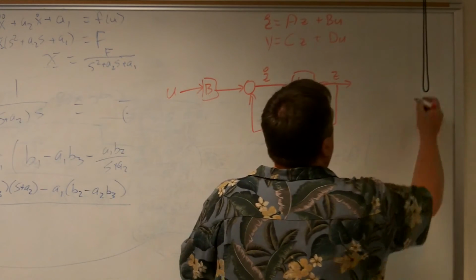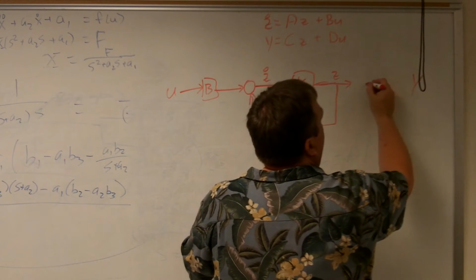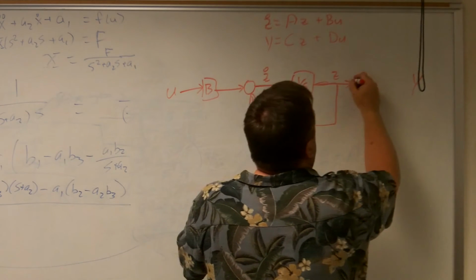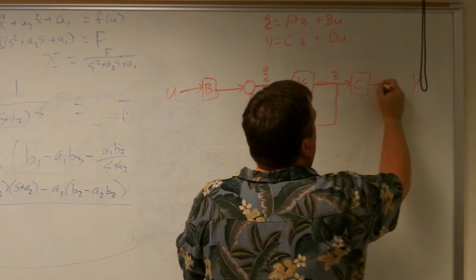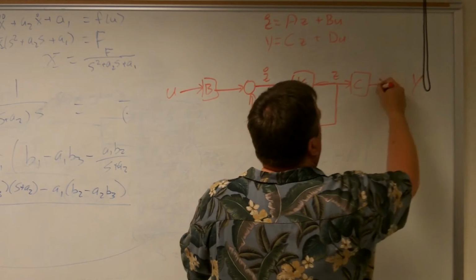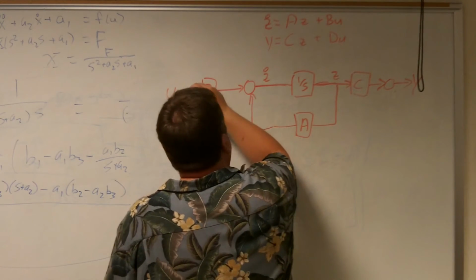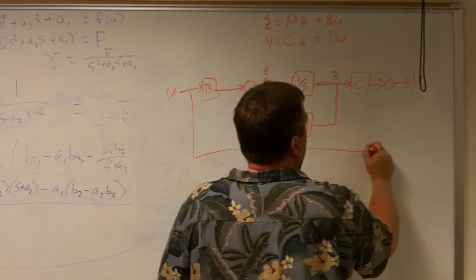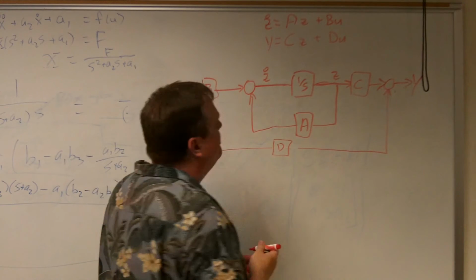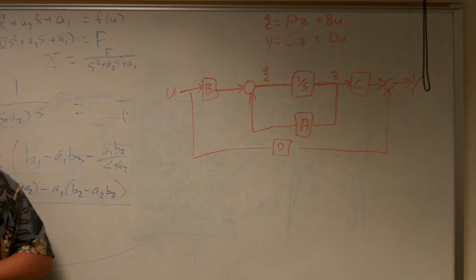Now I need my output. My output, since I'm flowing this way at the moment, has to look something like this. My output y is C times z, so I need a C here. I have to add something else to it, and the other thing I have to add is D times u. There you go. It's a pretty nice looking one too.